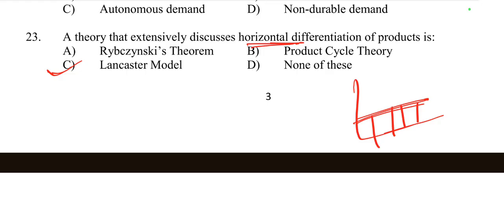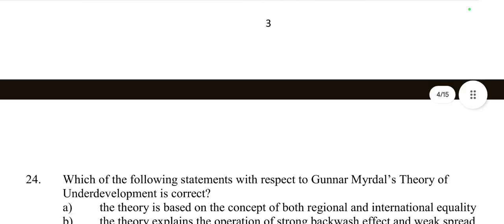Calvin Lancaster extensively discussed horizontal differentiation of products by focusing on how consumers value the different characteristics or attributes of products. This model helps explain why consumers might prefer one variation of a product over another based on their attributes. So it is called as Lancaster model.